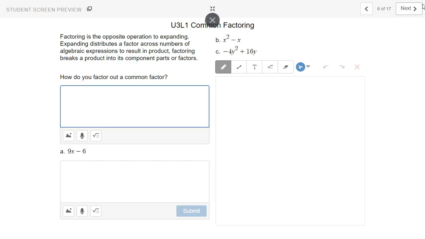So how do you factor out a common factor? First, we're going to find the greatest common factor in the terms. Next, write the common factor outside the bracket, and inside the bracket, divide each term by the greatest common factor.